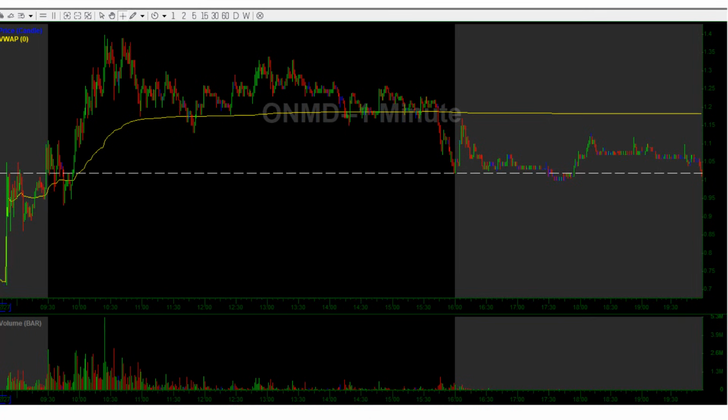And so if you're a long, maybe you don't really want to play this as a day trade. If there's a reason to play it long as a swing trade, that's fine. But from a day trading perspective, if you're a long, this is not the instrument that you're looking for.